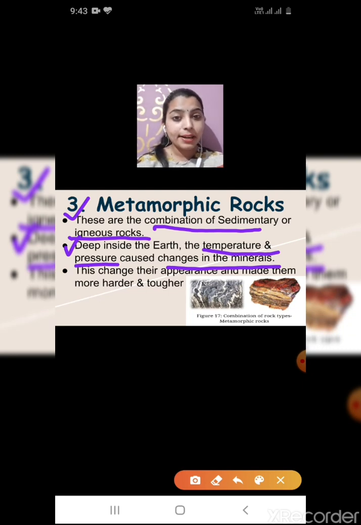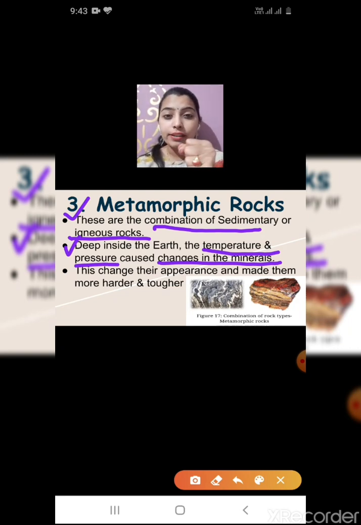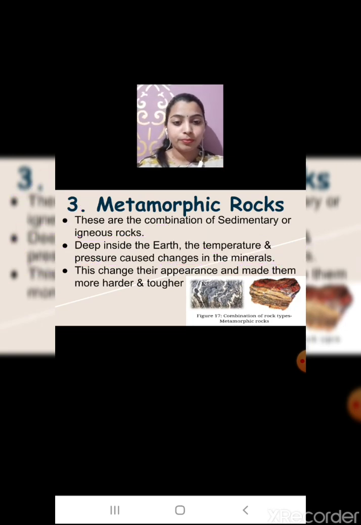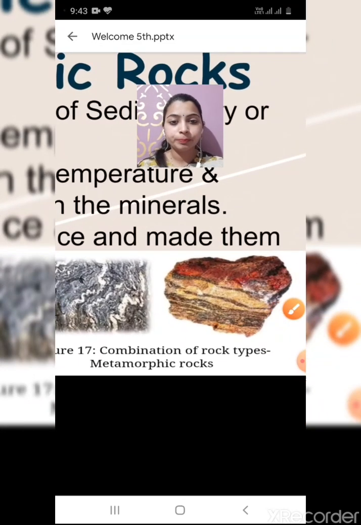The temperature and pressure cause the changes in the mineral. That's why metamorphic rock is formed. This changed their appearance and made them harder and tougher. I'm going to show you the picture.